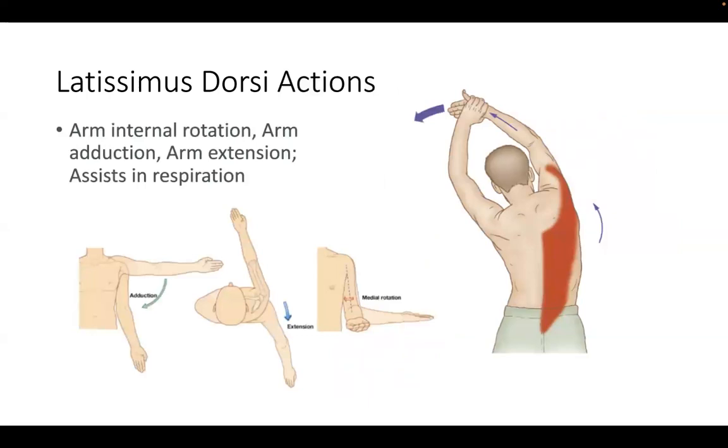towards your body internally. We have arm adduction, which allows you to bring your arm closer towards your body. And the opposite is arm extension, which lets you push your arm away from your body and extend it out. And latissimus dorsi also assists in respiration.